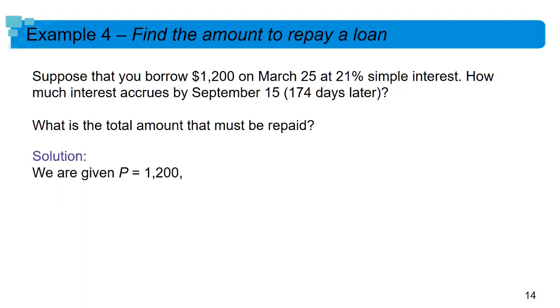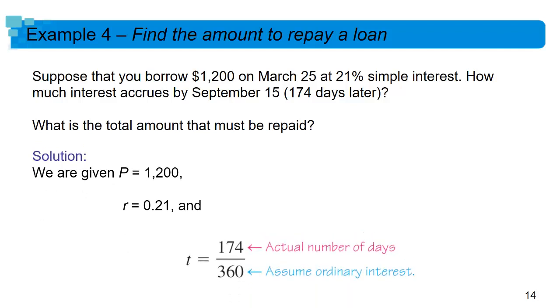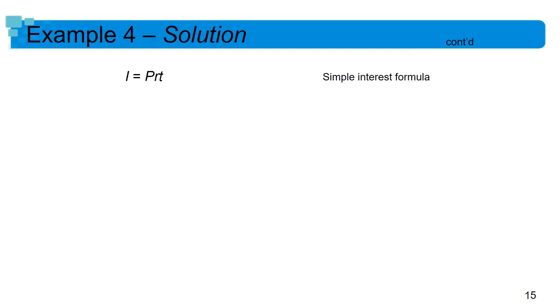And so we have a principal of 1200. We have our interest rate of 0.21, that's 21%, and we have our time as number of days divided by 360. Right? We're going to do 360 instead of 365. And when we stick all of those things into the formula, you'll notice that I left time as a fraction. You guys have calculators. Leave it as a fraction.